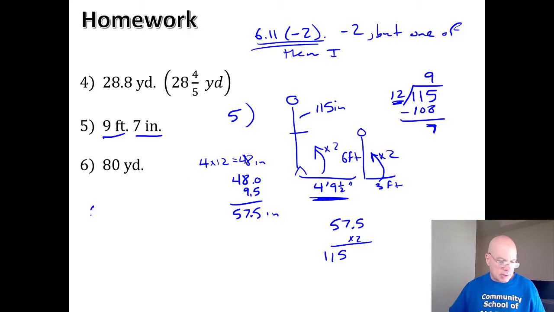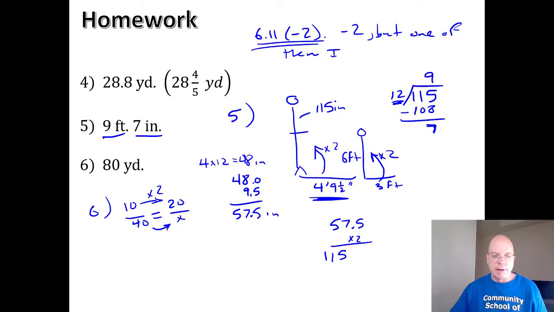The number 6, the proportion would be 10 over 40, because those sides correspond, equals 20 over x. Nice scale factor of times 2 there. You can get your 80 that way. It's the easy way.